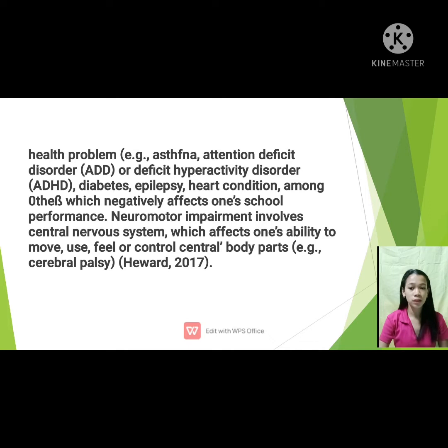Neuromotor impairments involve the central nervous system, which affects one's ability to move, use, feel, or control certain body parts. An example is cerebral palsy, which we will discuss soon after these other slides.